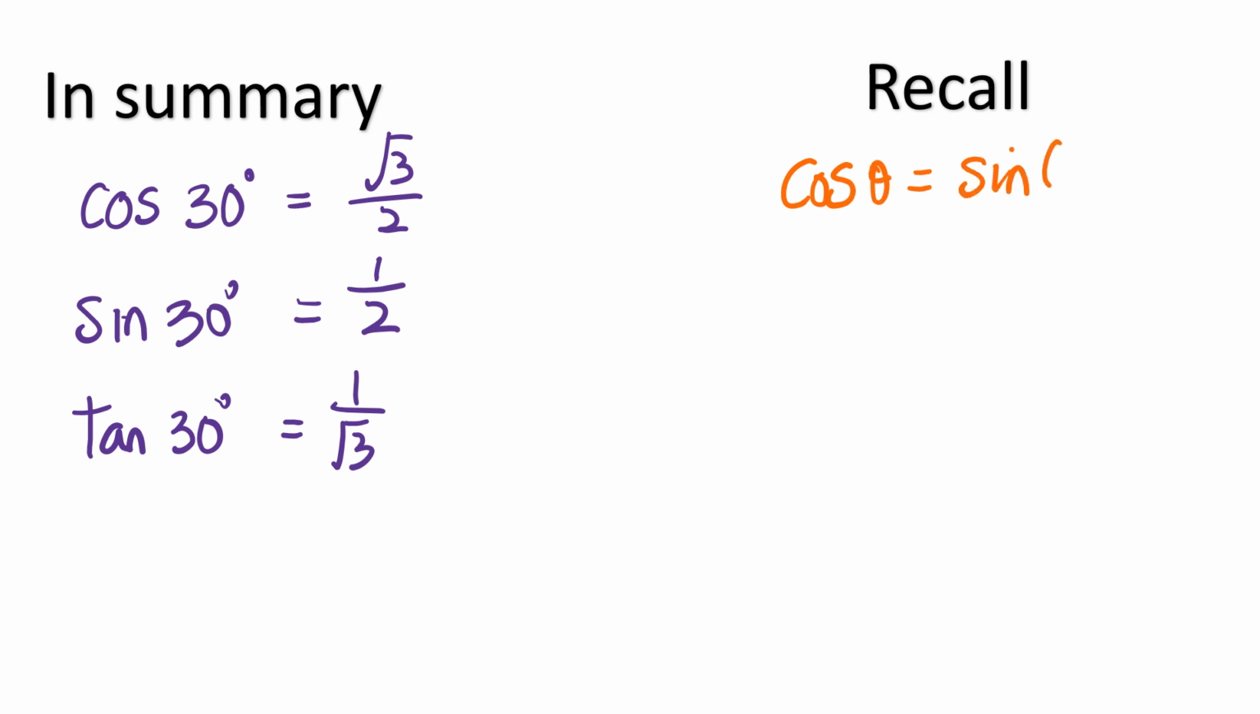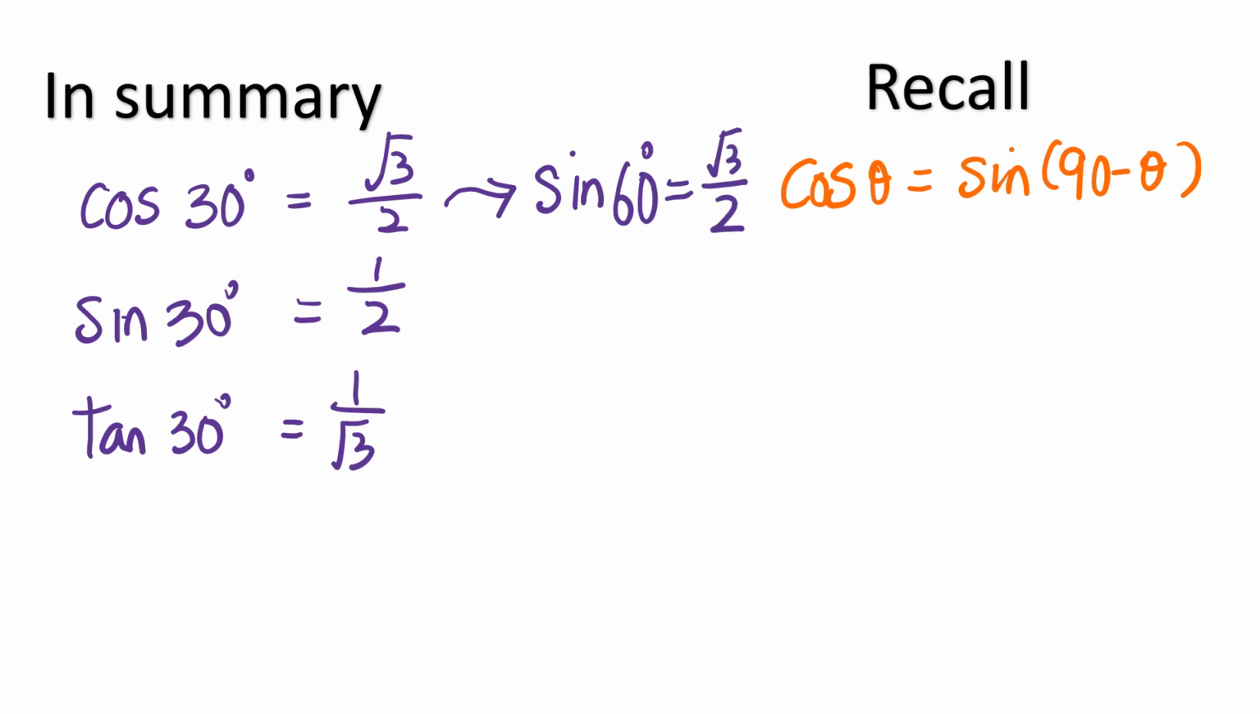You should have learned that cosine theta is equal to sine of 90 minus theta. So if let's say your theta is 30 degrees, so your cosine 30 is equal to sine bracket 90 minus 30. 90 minus 30 is 60. So cosine 30 is equal to sine 60. Right. So in other words, cosine 30 is square root 3 over 2. Sine 60 is also square root 3 over 2.